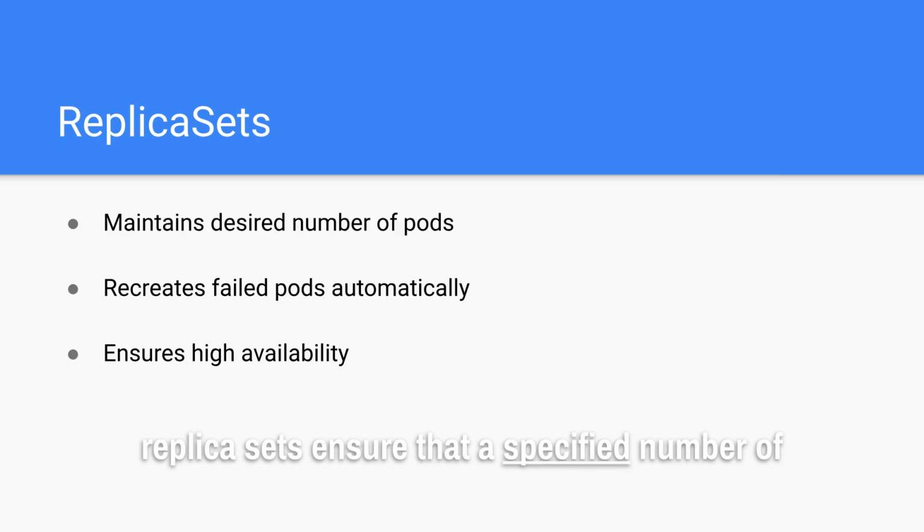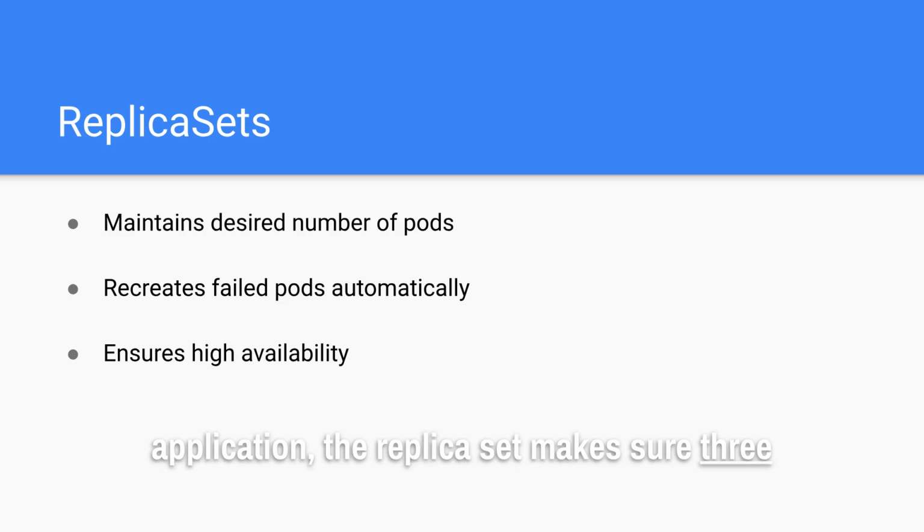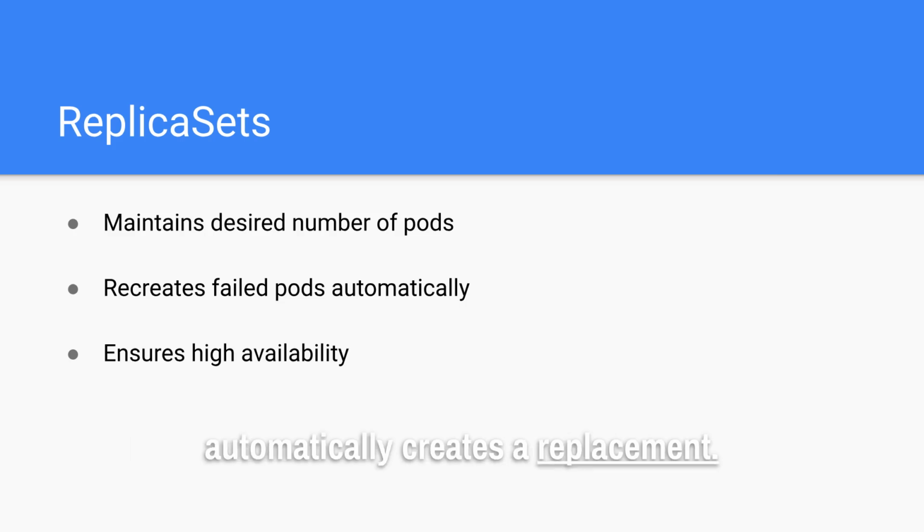ReplicaSets ensure that a specified number of pods are always running. For example, if you want 3 copies of your application, the ReplicaSet makes sure 3 pods exist at all times. If one pod crashes or gets deleted, Kubernetes automatically creates a replacement. This is one of the key mechanisms that provides reliability and high availability.